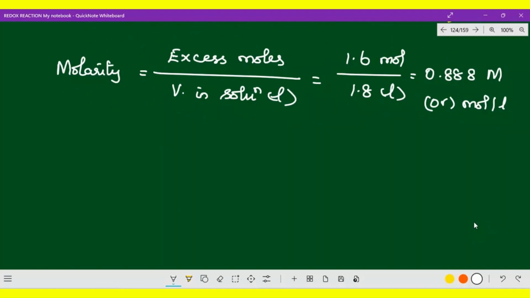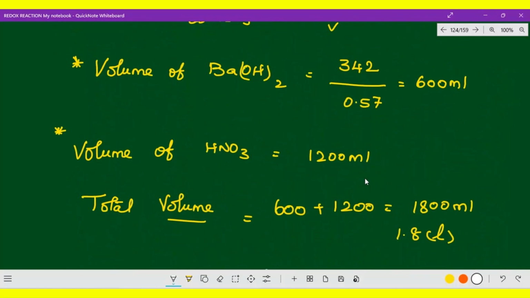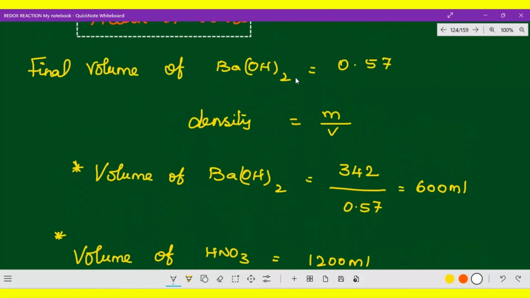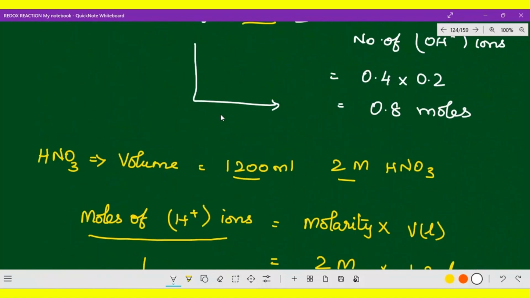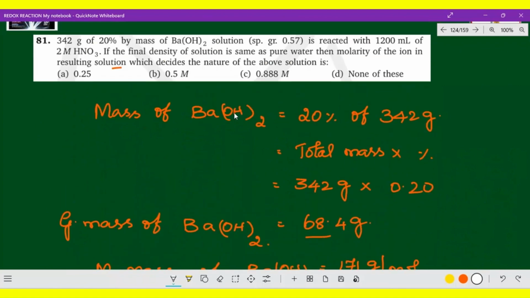So the molarity of H plus ions decides the nature of the resulting solution, due to the excess reagent. Which is the excess reagent? H plus ions only. So the resulting solution is 0.888 molarity, and it is acidic in nature. I hope you got the clarity. Finally, we came to this conclusion through the density, the specific gravity they have given, and through that we found the molarity. I hope you got clarity about this question.